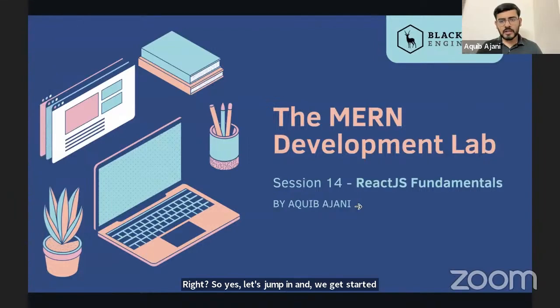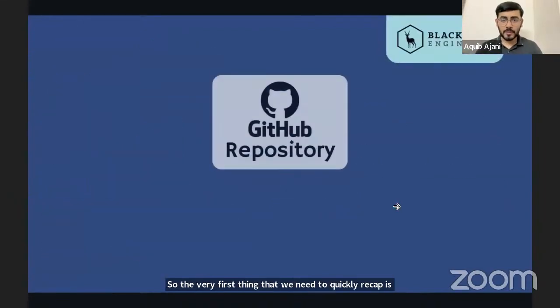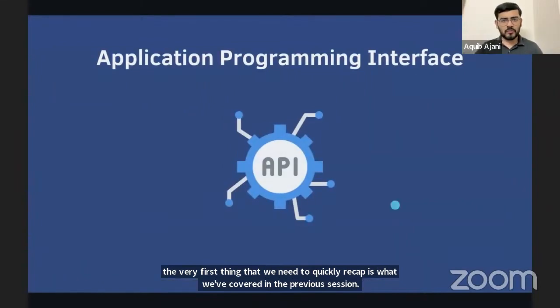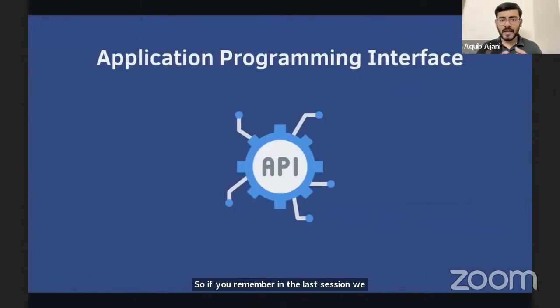The very first thing that we need to quickly recap is what we covered in the previous session. If you remember, in the last session we ended our discussion on something called an API, that is, an application programming interface. I gave you the example of Random User. We checked this platform called randomuser.me, which basically gives us random user details. We'll talk more about that later. I think in the third session, when we discuss hooks in React, we'll talk more about API calls as well. And then we will create our own APIs when we get to Express.